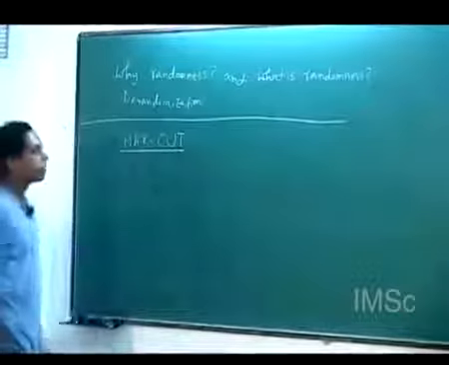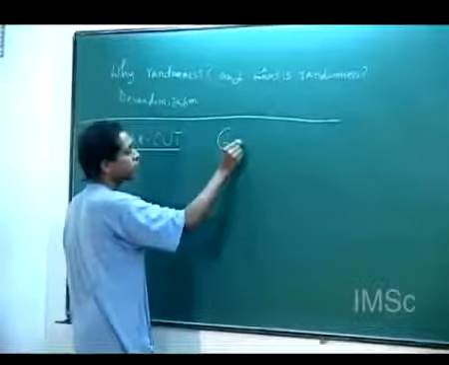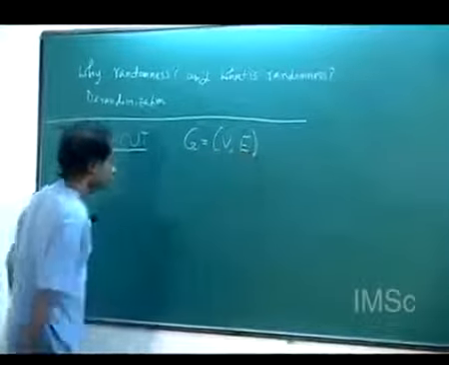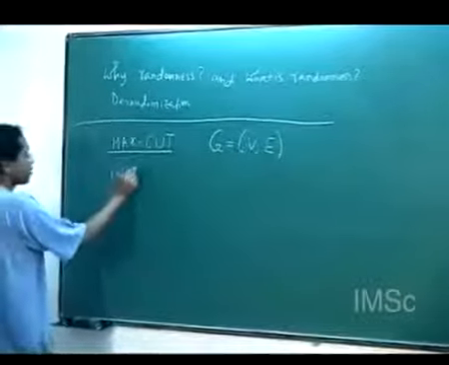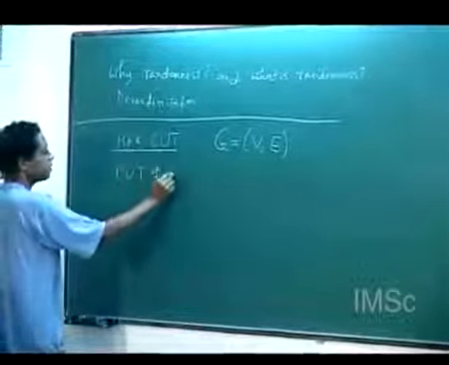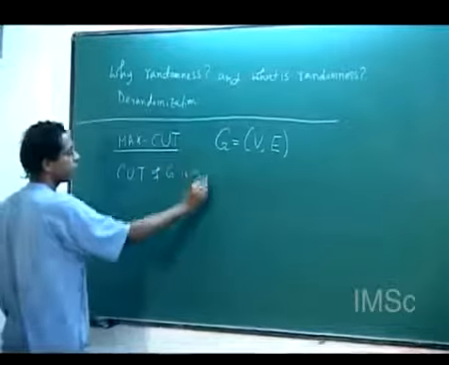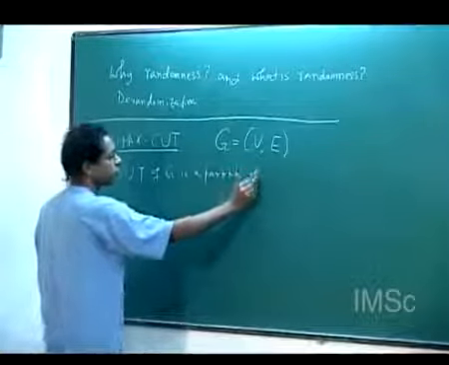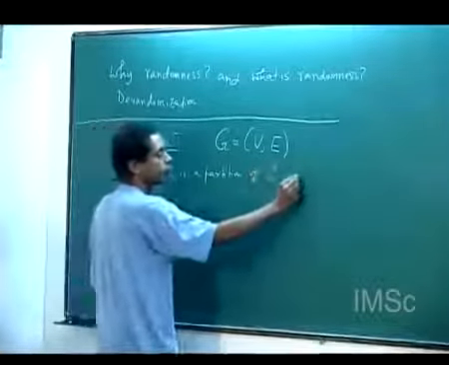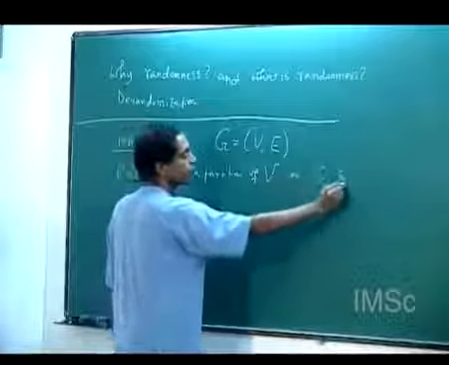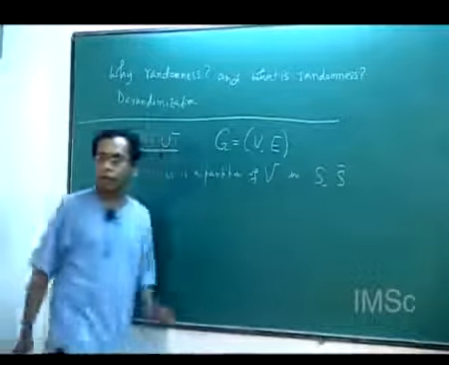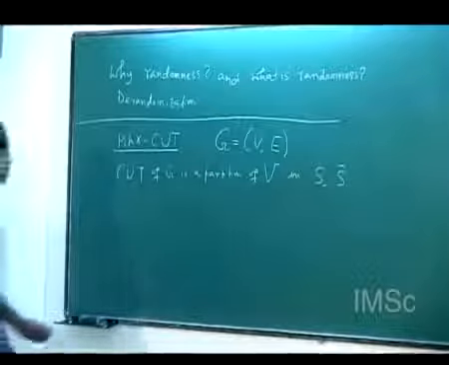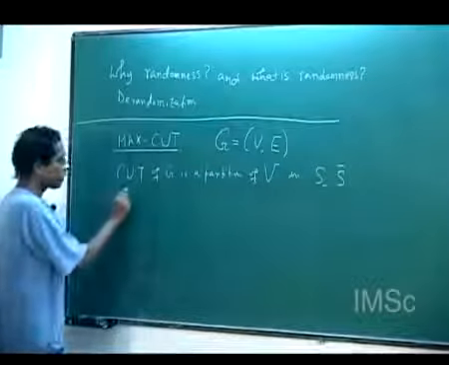So what is the problem? You are given a graph. A cut of G is a partition of V into two sets, S and S complement, right? Size of a cut.